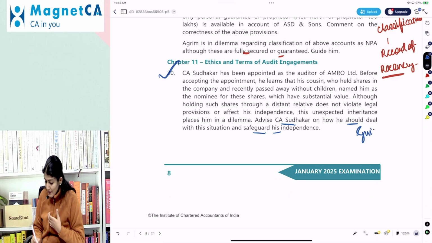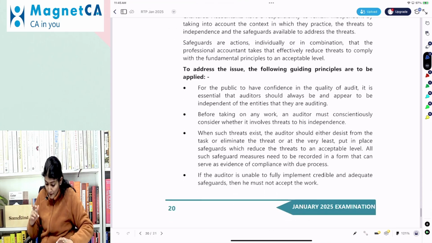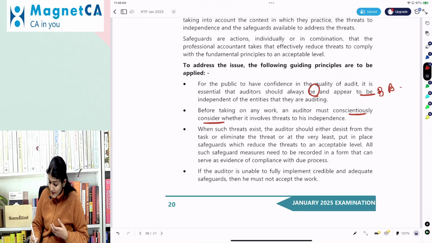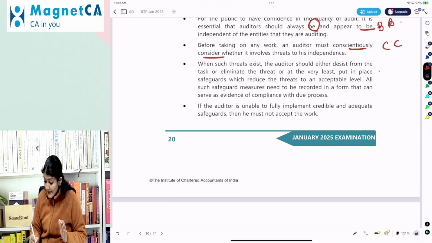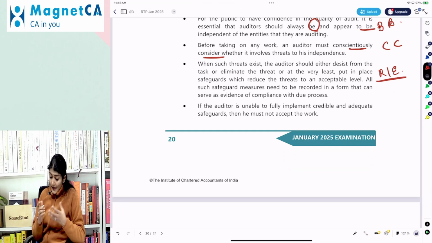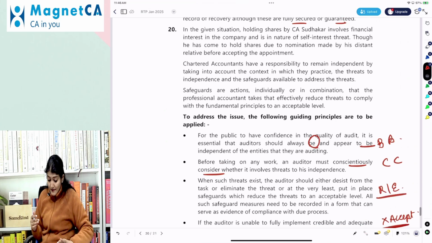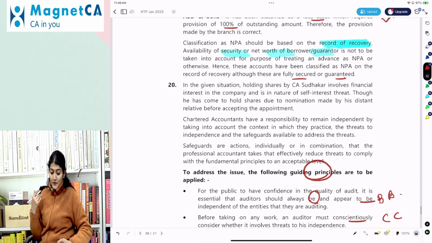So basically, they are talking about the questions regarding the guiding principles to safeguard the independence of the auditor. So what do we say? As a CA, when you have to do an audit, you have to be and appear to be independent. Then consciously consider whether it involves any threat to independence. Then if a threat has been identified, take steps to reduce or eliminate the threat. And if you're not able to reduce or eliminate the threat, you should not accept the work. So these are the guiding principles which are required to be applied.